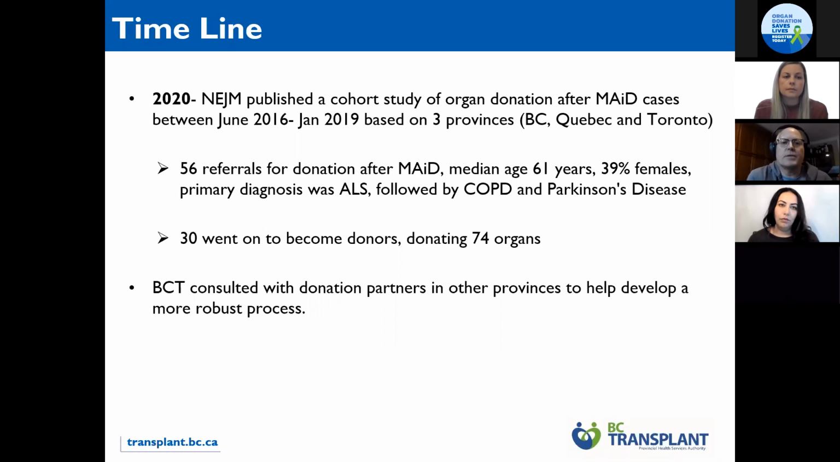In 2020, a short article was published in the New England Journal of Medicine. It's a cohort study of the experience of three provinces, British Columbia, Quebec, and Ontario, from June 2016 to January 2019. In that study, they had a total of 56 referrals for donation following MAiD. Those referred had a mean age of 61, 39% female. The primary diagnosis was ALS, followed by COPD and Parkinson's disease. Of the 56, 30 went on to become organ donors and in total donated 74 organs.